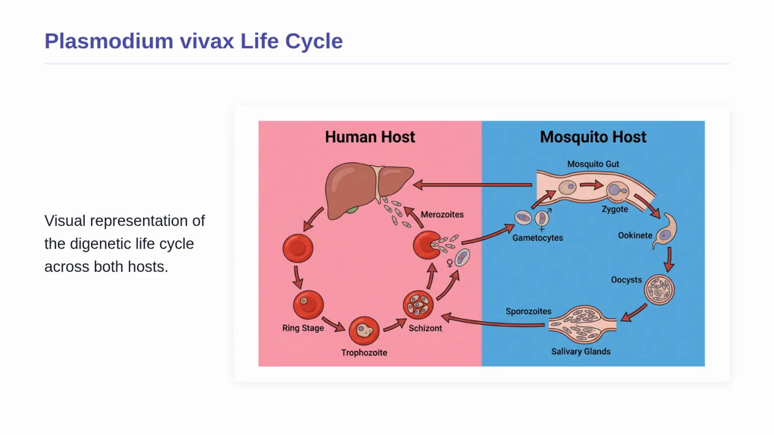On the right, in the mosquito host, you see the sexual reproduction phase in the mosquito gut, eventually leading to sporozoites in the salivary glands, ready to be injected into the next human. This diagram perfectly captures the dual nature of the parasite.